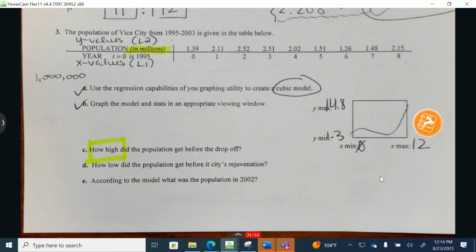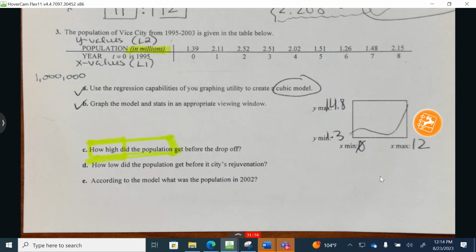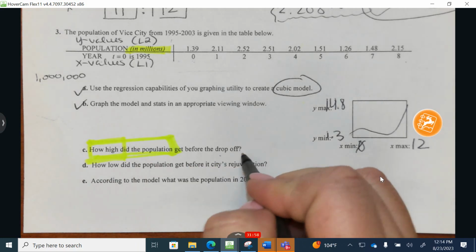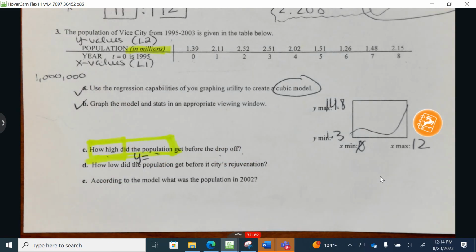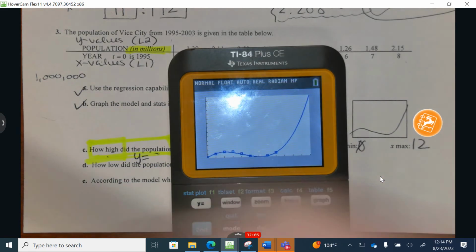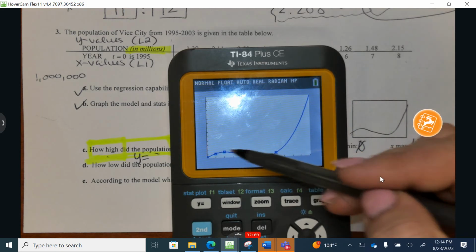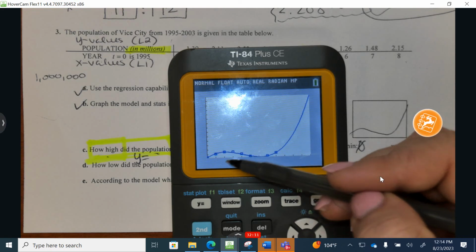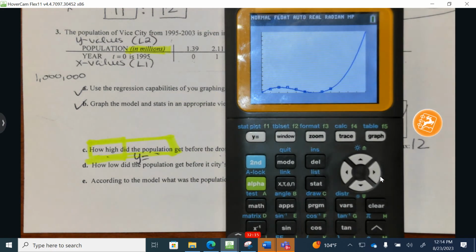So I'm looking at part C. I want to know how high is the population. So what is the population before the drop-off? Population is a Y. Let's look at this graph. So we can see here's the drop-off. Does everybody see the drop-off? We want to know how high did it get before it started to drop off. That means what is this maximum value? How do you find maximums?